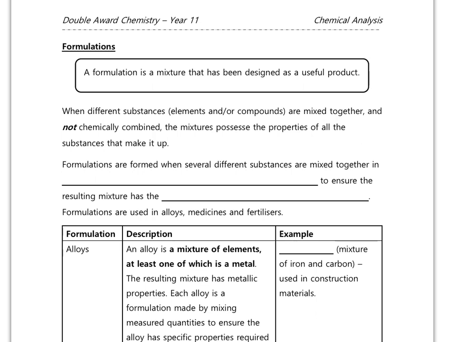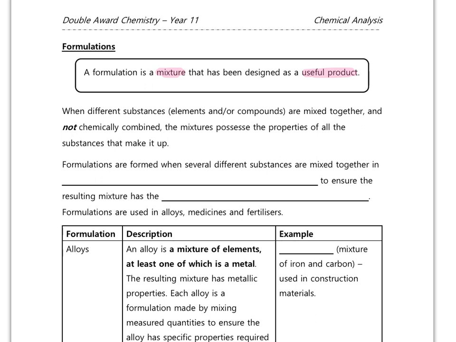And the last thing we need to look at in terms of substances, we've looked at pure and impure substances. The last thing we need to look at is something called formulations, and then we'll move on to separating mixtures. So a formulation, by definition, is a mixture that has been designed as a useful product. And if it's going to be a useful product, and if it's a mixture, it's going to need exact, carefully measured out quantities, and we'll come back to that in a second. So how does this work?